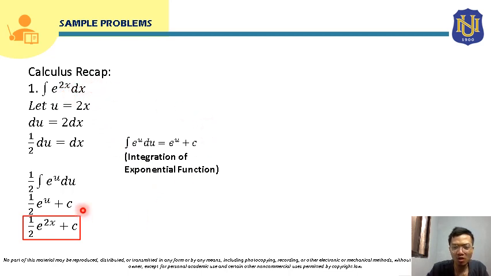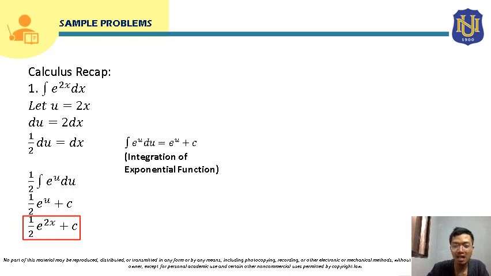For this, we can actually solve it by shortcut. It's not necessary that you show that you let u is equal to 2x. Since you see that there is a coefficient for the variable x here, we can just multiply the answer for this integration by the reciprocal of that coefficient. So if this is 2, its reciprocal is 1/2. So we will just multiply e raised to 2x plus c by 1/2.